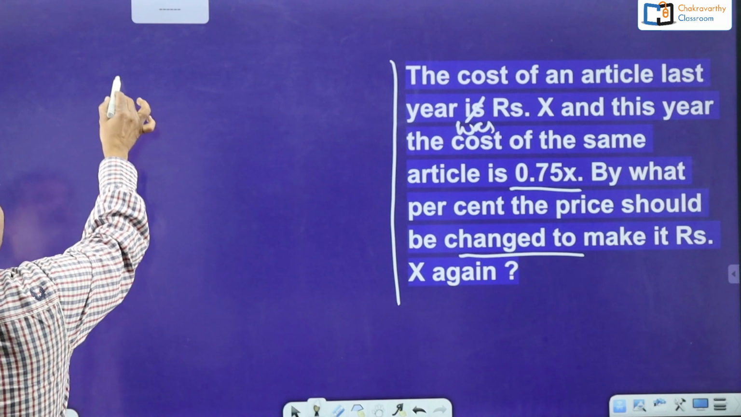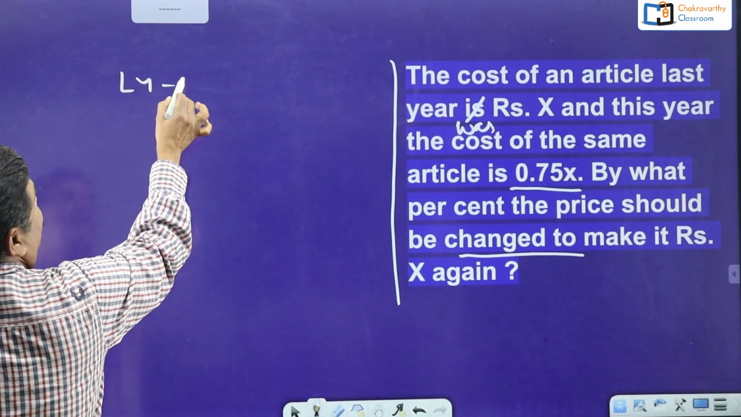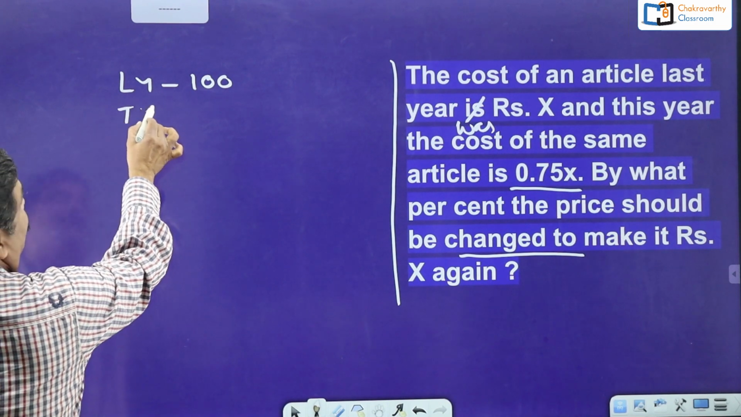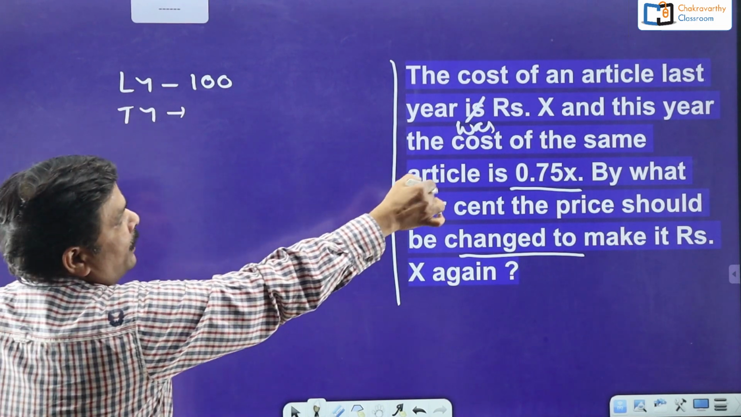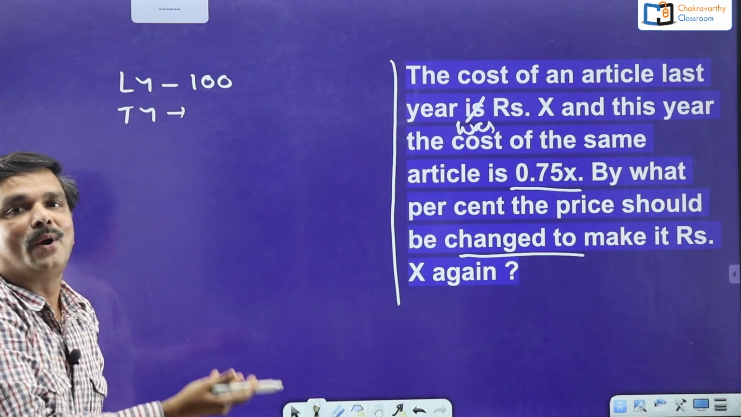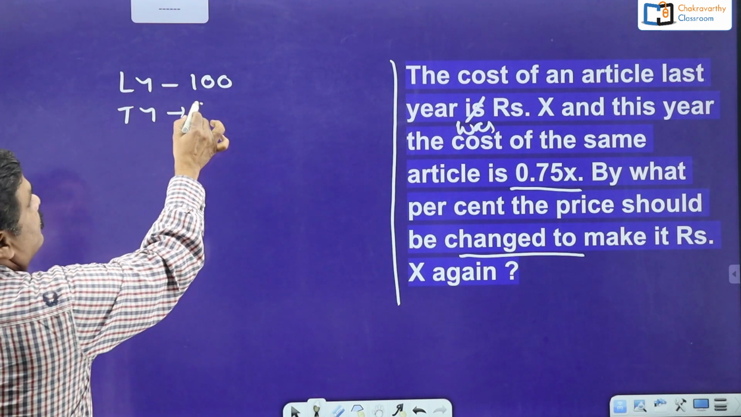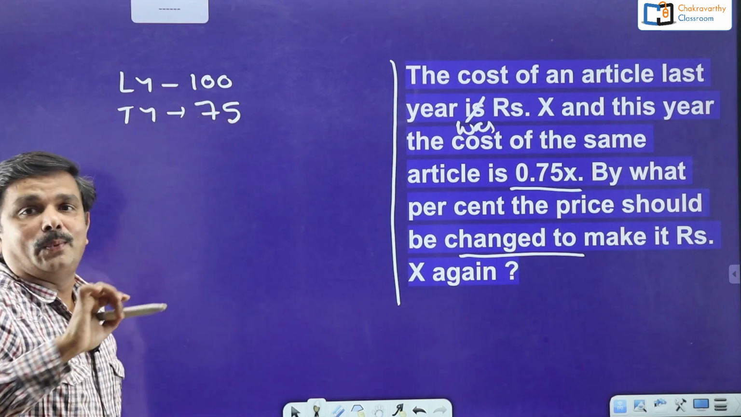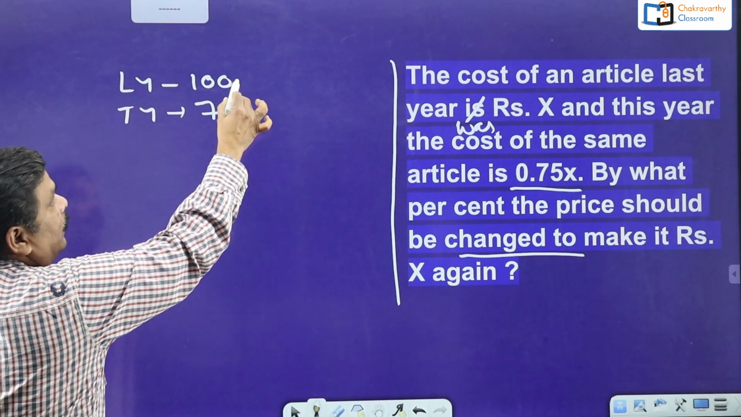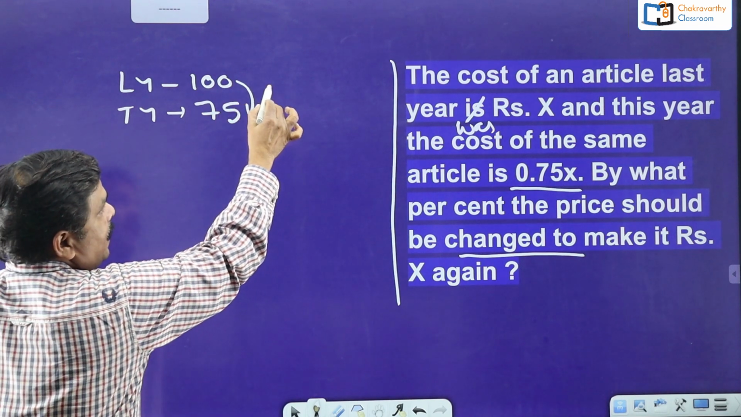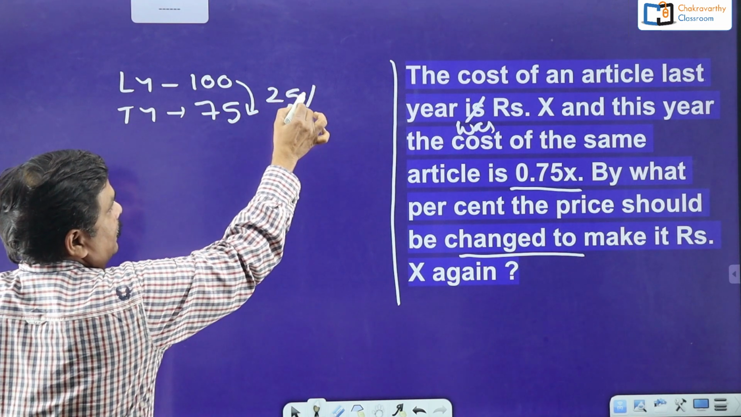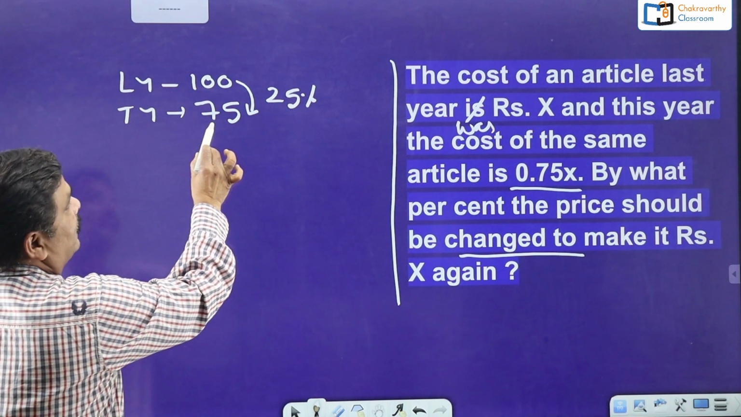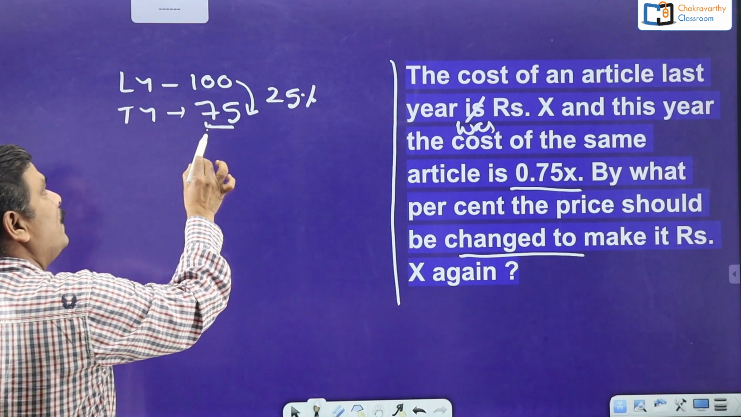What's the meaning of this one? The cost of that article last year, let's take it as 100 rupees. Now this year it has become 0.75x. What do you mean by 0.75x? That should be 75 rupees this year. Got it? So if you compare it to last year, this year it is reduced by 25%.